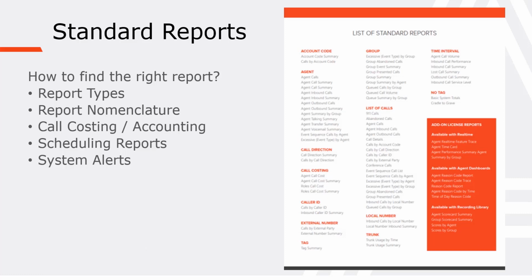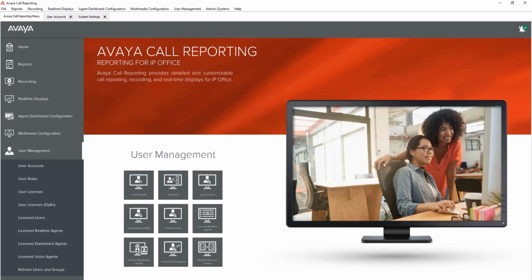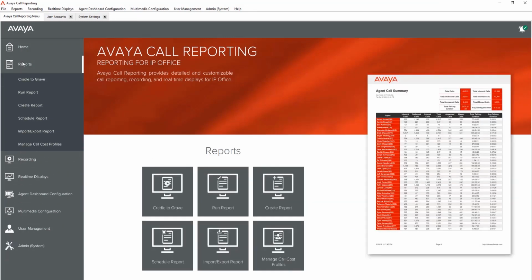So let's log back in to our Avaya call reporting instance and select Reports. Here you'll see access to Cradle to Grave, Run Report, Schedule Report, Import and Export Reports, and Manage Call Cost Profiles. If you have the Custom Reports module, you'll see this option to create a report. We will review that in just a bit. But let's go ahead and select Run Report.